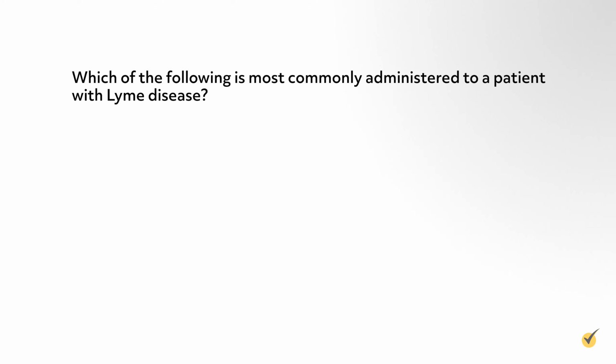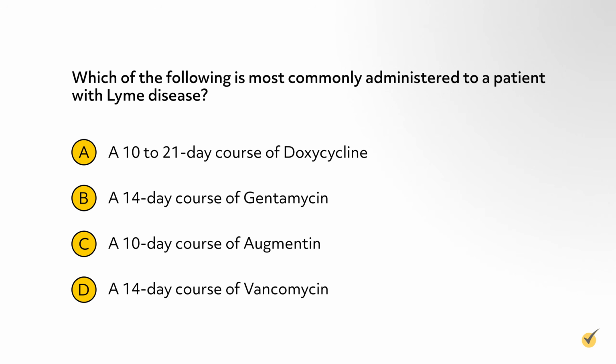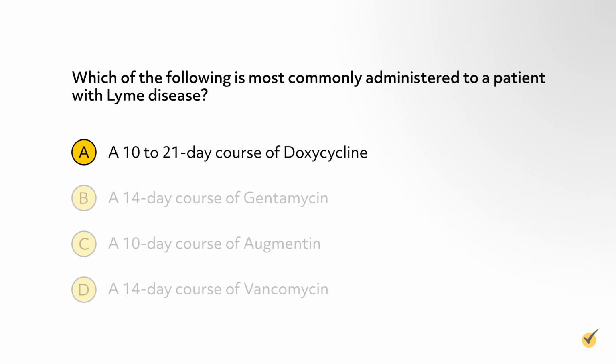Number 2. Which of the following is most commonly administered to a patient with Lyme disease? A. A 10 to 21 day course of doxycycline, B. A 14-day course of gentamicin, C. A 10-day course of augmentin, D. A 14-day course of vancomycin. The correct answer is A. Oral antibiotics include doxycycline for adults and children older than 8, with a 10 to 21 day course usually recommended.